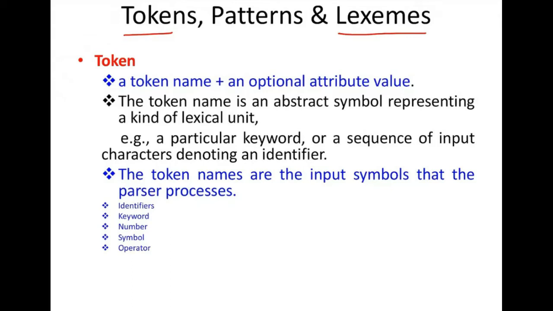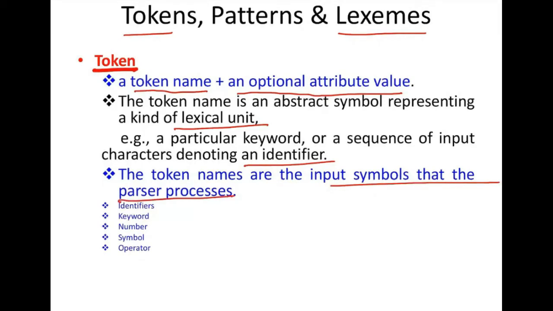A token name plus an optional attribute value is called a token. So when you are speaking about a token, it must have a token name and an optional attribute. The token name is an abstract symbol representing a kind of lexical unit, like a particular keyword or a sequence of input characters denoting an identifier. The token names are the input symbols that the parser processes. Token names are for identifiers, keywords, numbers, symbols, or some operators like plus, minus, and all these.